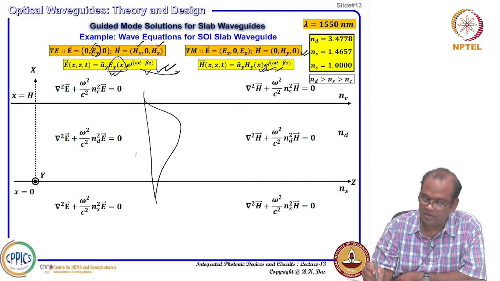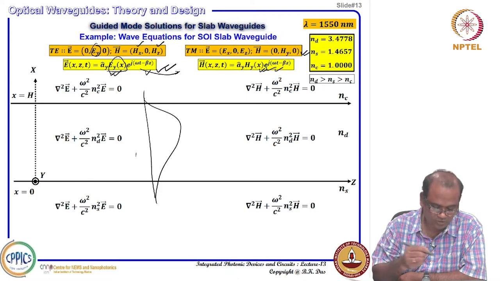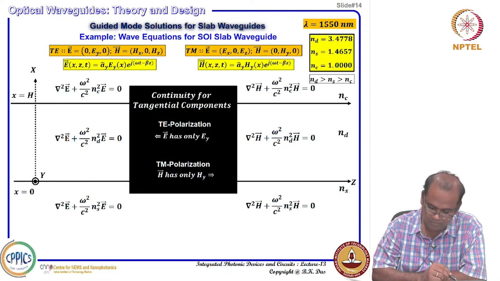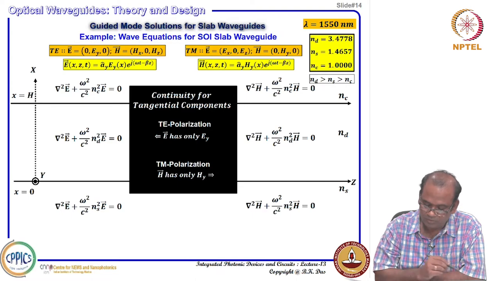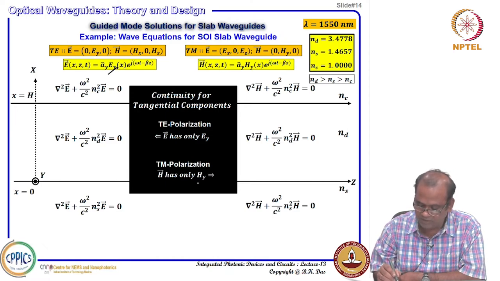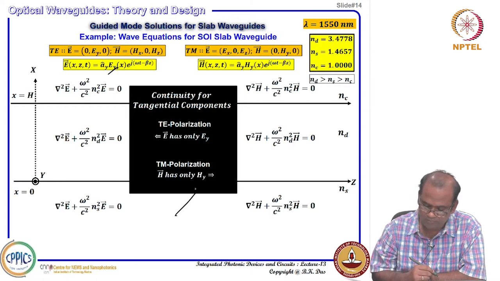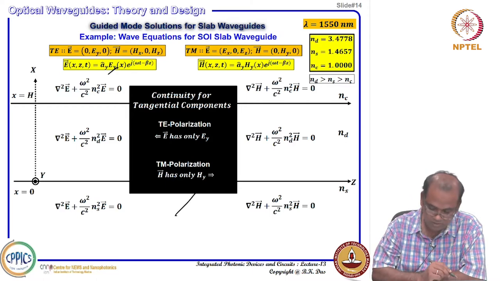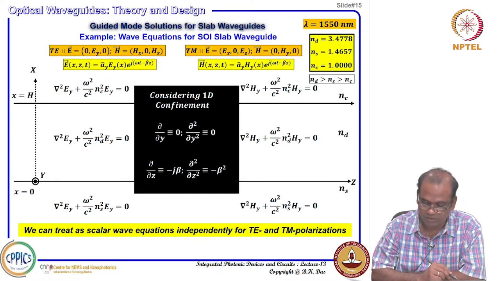And here also similarly, once we get H Y, then I can get E X and E Z from the Maxwell's equations. Okay. Now, continuity for tangential components: for TE polarization, E has only the Y component, correct, true. For TM polarization, only the H Y component, true, this is fine.